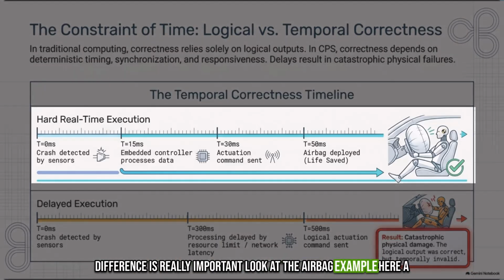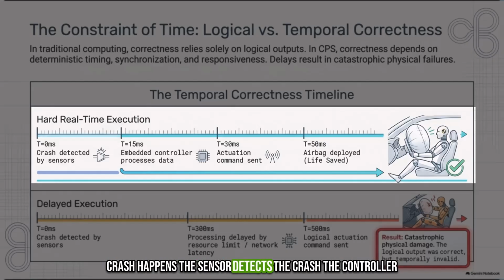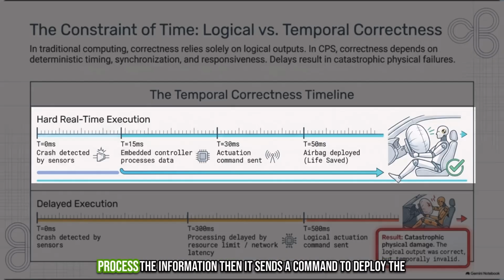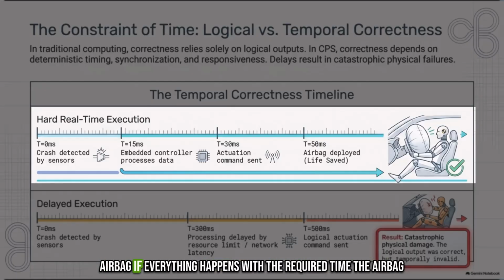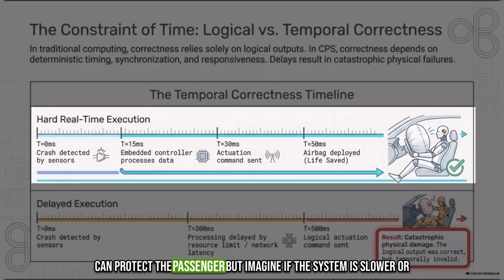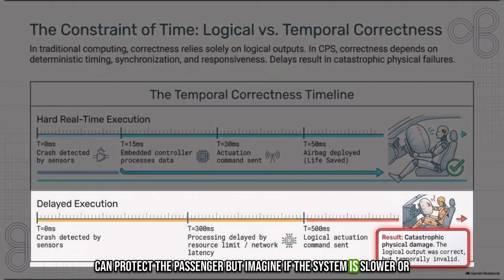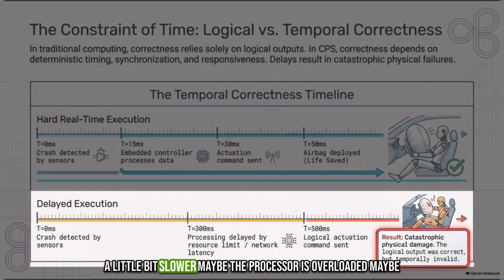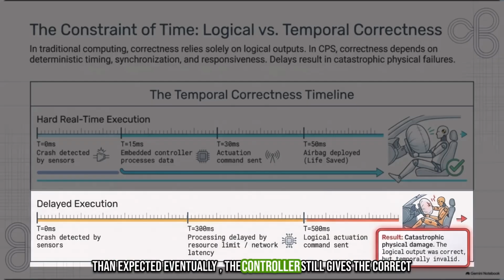Look at the airbag example here. A crash happens, the sensor detects the crash, the controller processes the information, then it sends a command to deploy the airbag. If everything happens within the required time, the airbag can protect the passenger. But imagine if the system is a little bit slower. Maybe the processor is overloaded, maybe there is too much network delay, but some tasks take longer than expected. Eventually, the controller still gives the correct command, deploy the airbag. So logically, the answer is correct.